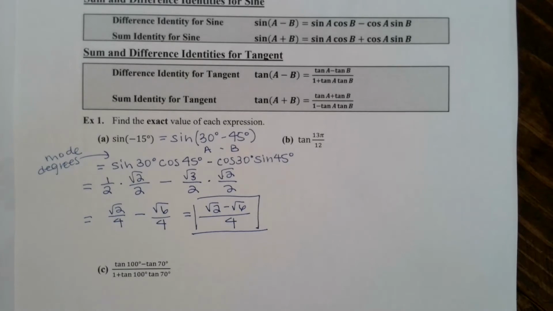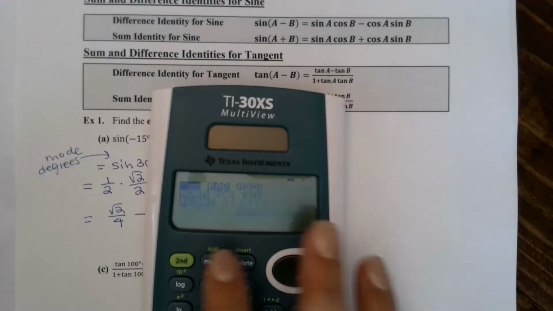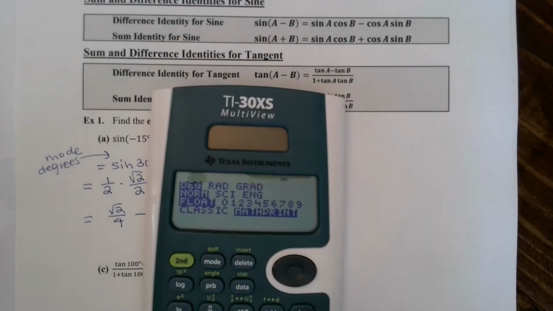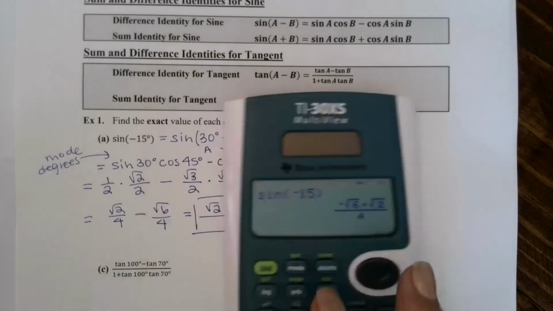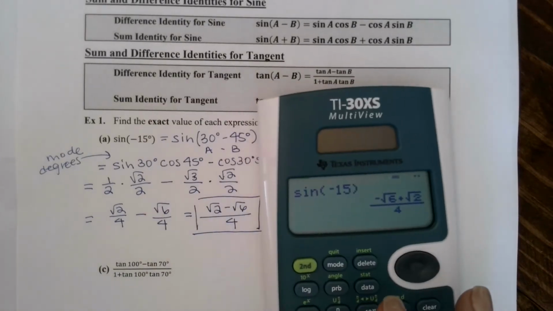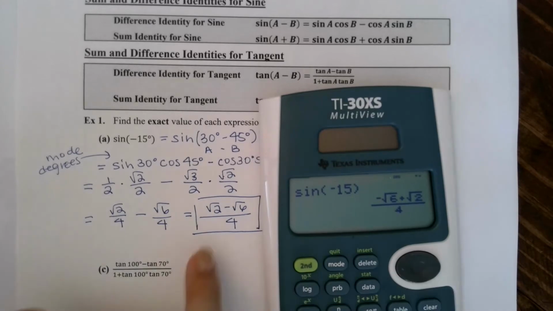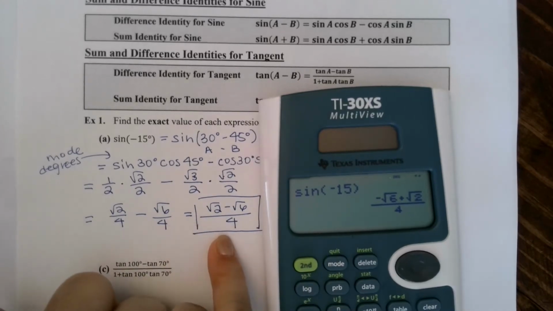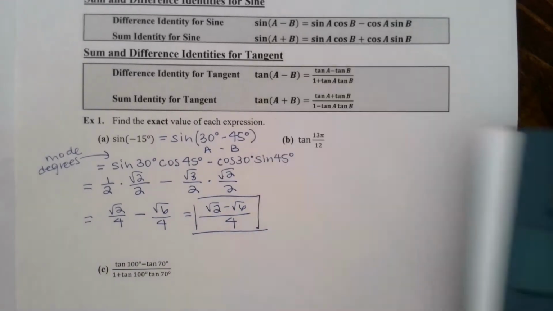If I plug this into my calculator, I have sine of negative 15, and I am in degrees, equals negative square root of 6 plus 2 over 4, which is the same thing as square root of 2 minus square root of 6 over 4. So that is correct.